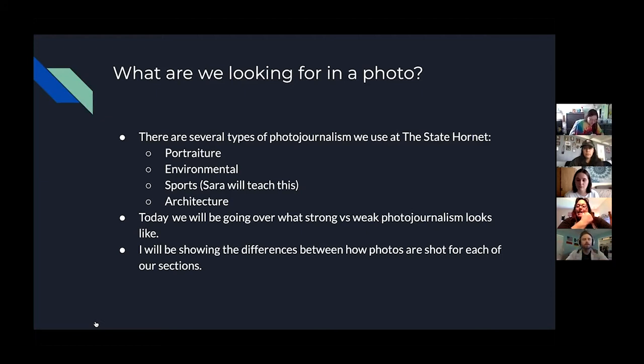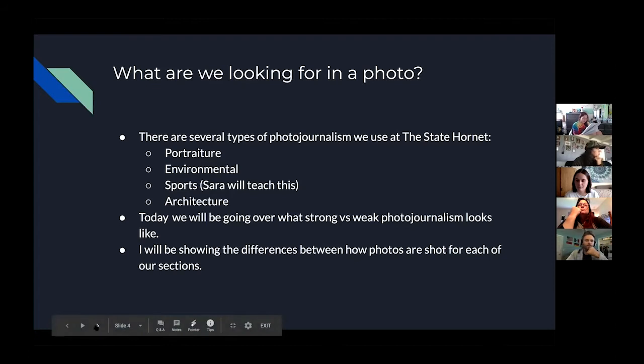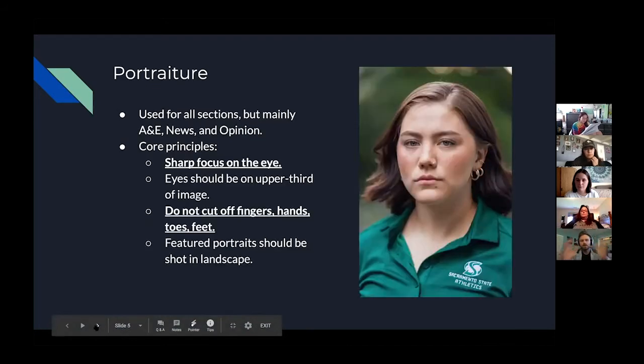In the end, you're probably going to use all of these forms of photography in all the sections, but what I've experienced, some are more important for some sections than others. So if you're working in a certain section, you may want to focus your sights on one of these kinds of photography to begin with. So we're going to start with portraiture.